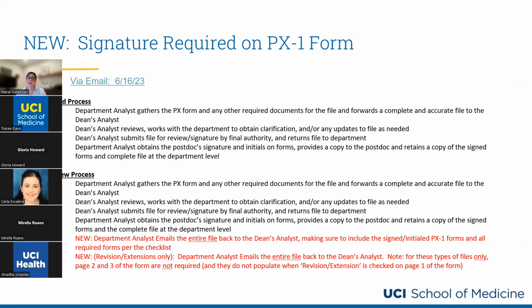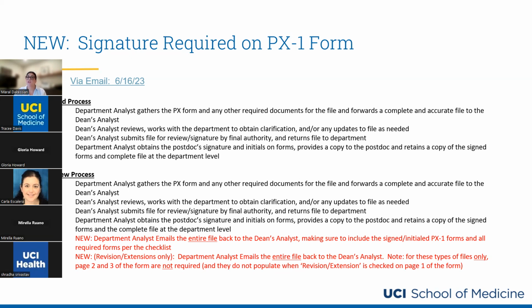And so now we are asking that when you receive the final PX form with the dean's signature, that you then turn around and make sure to get the postdoc signature on the form, and then retain a copy for you, provide a copy to the postdoc, and then send a copy of the file with that signed PX1 form in it. Send it back to your dean's analyst so that we can get it back to AP.